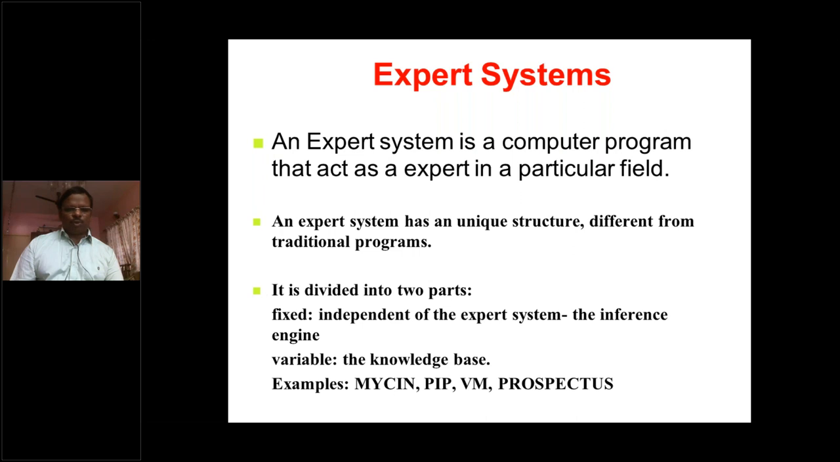It is divided into two parts: one is fixed and the other one is variable. There are many kinds. MYCIN, PIP, VM, and Prospector are examples of expert systems. Expert systems are computer programs which act as experts in a particular field.